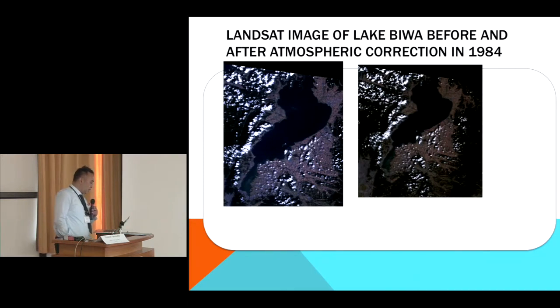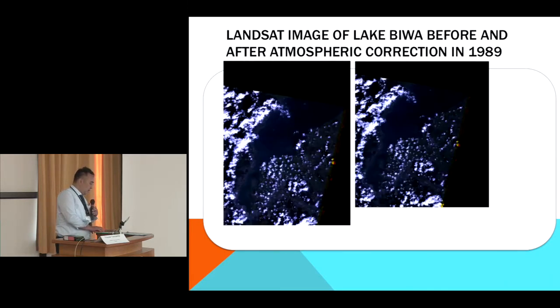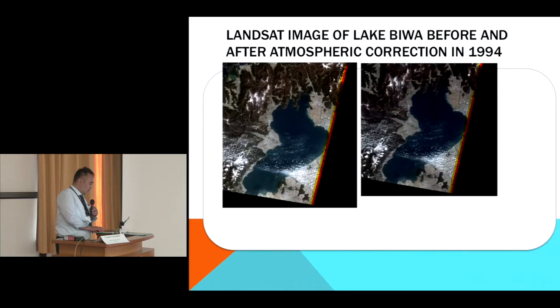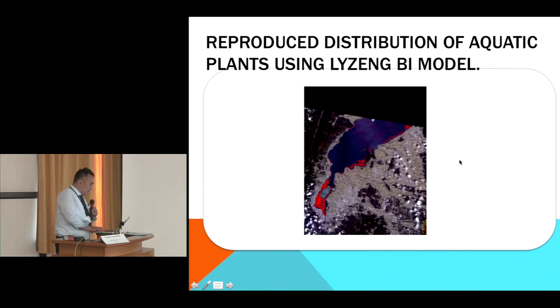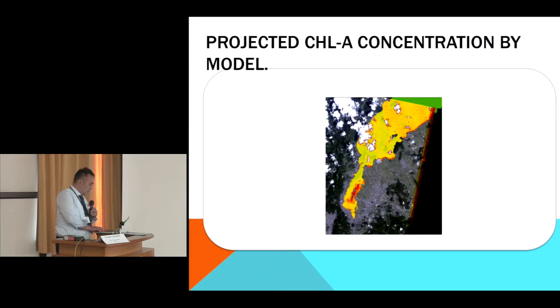The problem is that the lake surface is not always visible, and when it is visible, you have to have ground truth data. And this is 1989 and 1994. Obviously, some cloud is here. And for example, this is one of the results that we have estimated for aquatic plants using the method. But that should be implemented a little bit later.